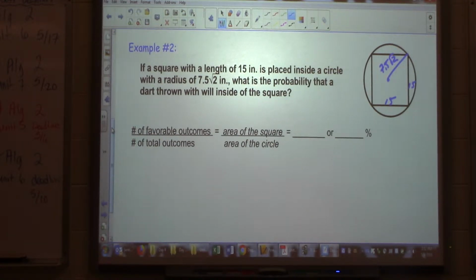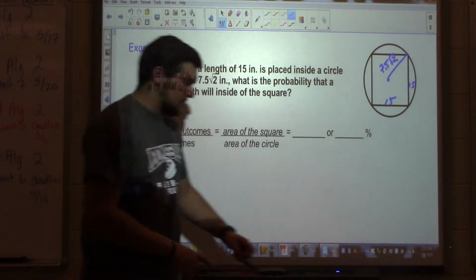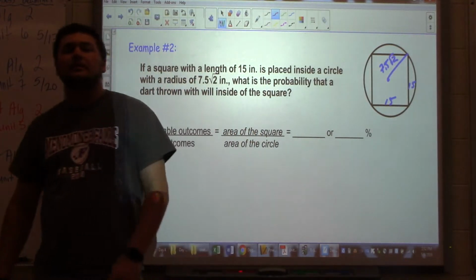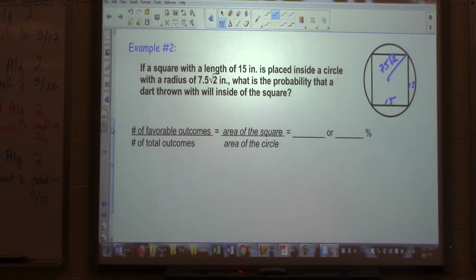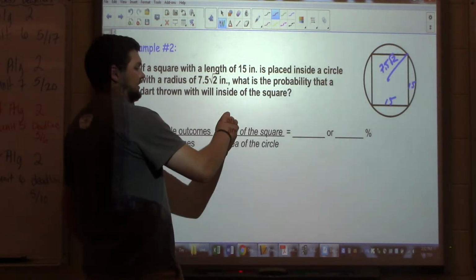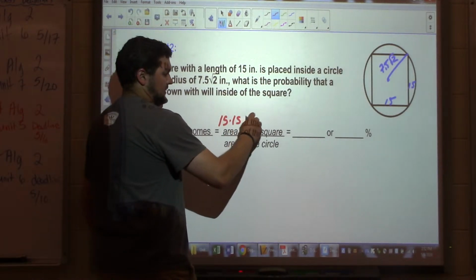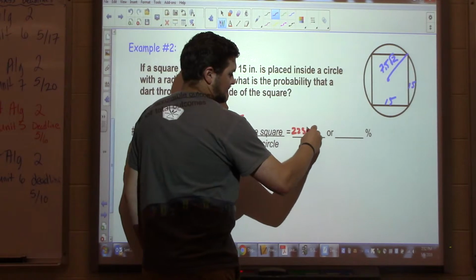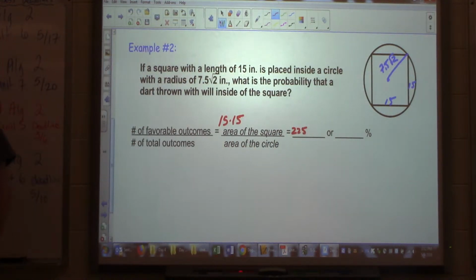Well, JJ, what is my favorable outcome here? What do I want to happen? The area of the square, right? We want to land in the square, so we're going to find the area of the square. Well, area is length times width, 15 times 15. Gives me 225.